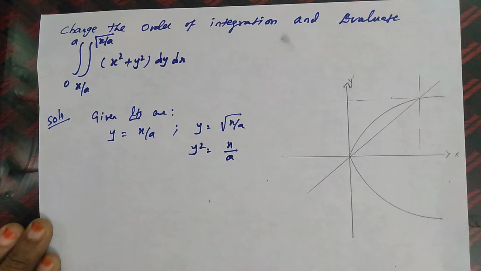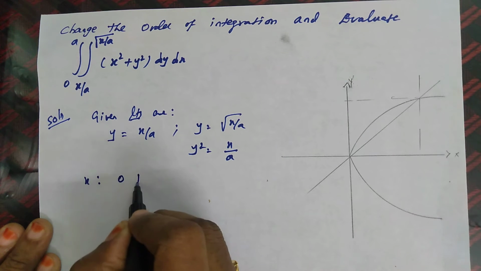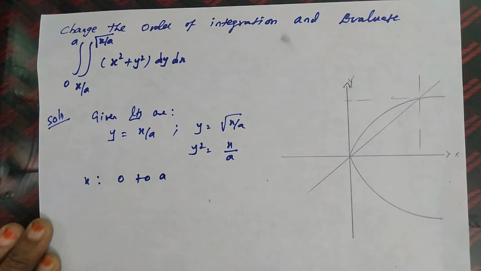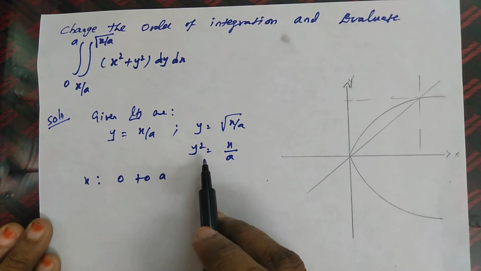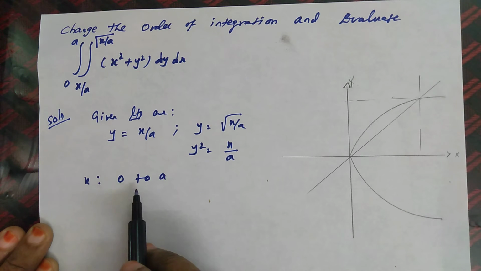y² equal to x/a is the equation of a parabola, and also it is given that the x limit is 0 to a. So y equal to x/a is the equation of a line, y² equal to x/a is the equation of a parabola, and the limit of x is 0 to a.